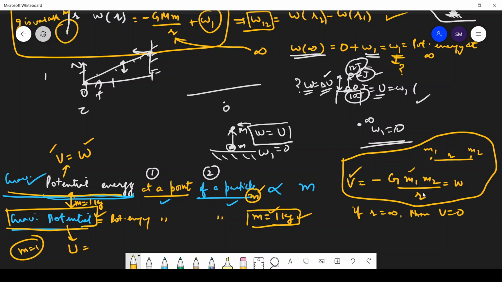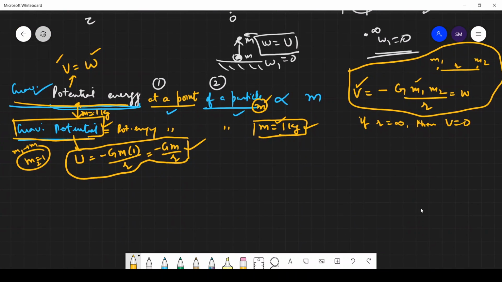is equal to 1. So what will be the formula? So the formula that you will get is minus G. So when you have only one mass, you need not take m1 and m2. So one mass is m and another mass is 1. So m1 you have replaced with m, and m2 is equal to 1, you can assume, divided by r. So this is equal to minus GM divided by r. So that is the formula for your gravitational potential. Okay, this gravitational potential, this gravitational potential energy. Is this clear, students?